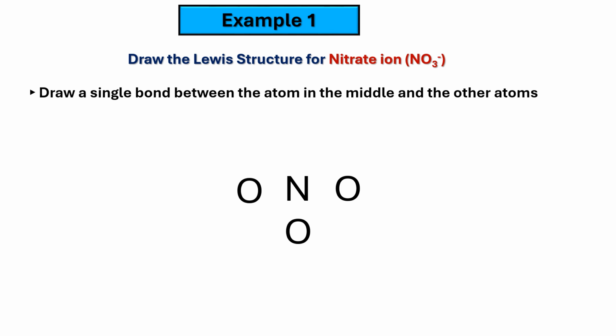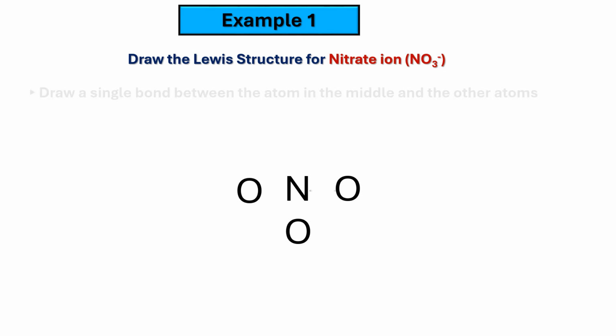Next, we need to draw a single bond between the atom in the middle and the other atoms, meaning that we need to draw a single bond between nitrogen and each oxygen. We know that each bond has 2 electrons, meaning that this bond here represents 2 electrons, each one of them.